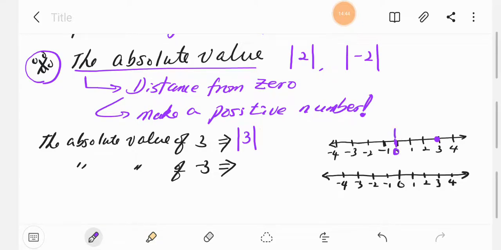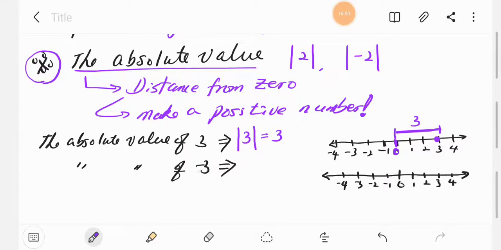So that's the distance from here to here. What is the distance between 0 and 3? That is 3, right? So the absolute value of 3 is 3. Make it positive.